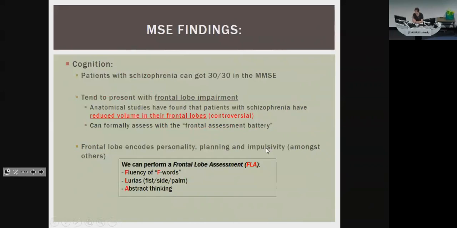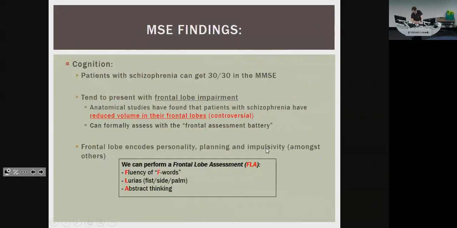It hits both. L is Luria's, and this tests executive functioning and planning. So you literally ask the patient, hold out your left hand, and then make a fist, then the side, and then a palm, just like that. And they won't be able to do it if they have frontal lobe dysfunction. Just Google Luria's. And finally, A is abstract thinking, because this is also what the frontal lobe does.